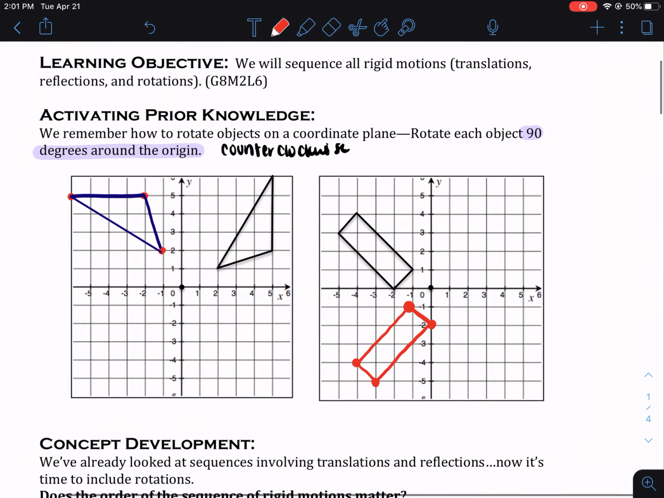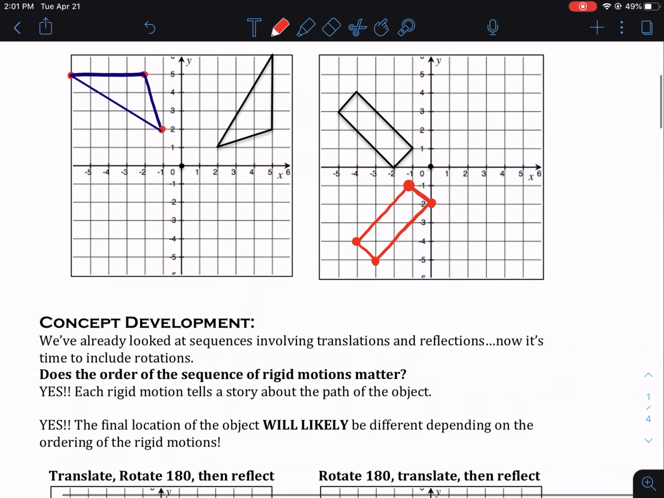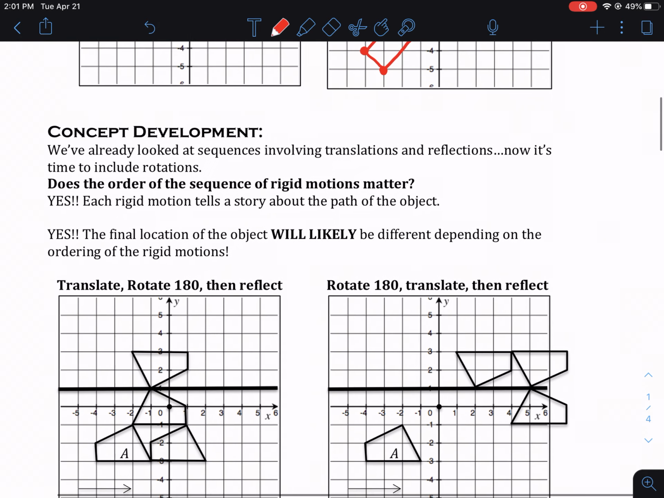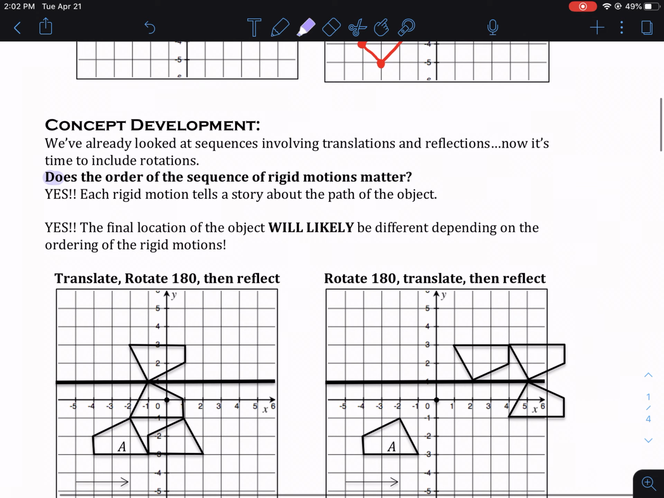All right, so our job is that we want to make sure that we are following the correct sequences when we're doing these problems. Because what you guys have noticed is that when you're doing translations only, it does not matter which order you do first because it's going to end up in the same place. But if you guys have noticed, when we do translations and reflections, order does matter, okay? And when you're doing all three of them, guess what? Order does matter in this case, all right? So the question is, does the order of the sequence of the rigid motions matter?